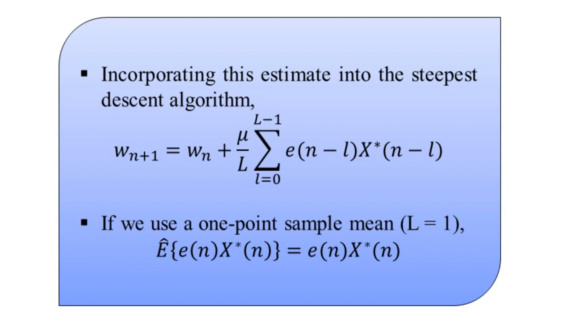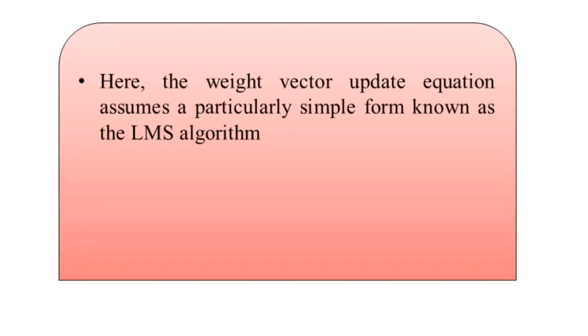In this case, the weight vector update equation will assume a simple form given by w(n+1) equal to w(n) added by mu multiplied to e(n) with the complex conjugate of x(n) here, and this simple form of the update equation is known as the LMS algorithm.